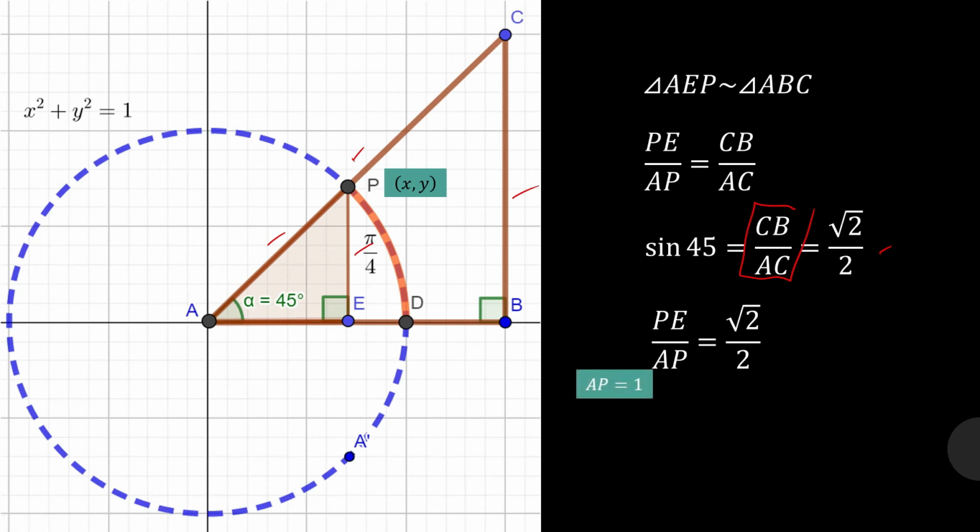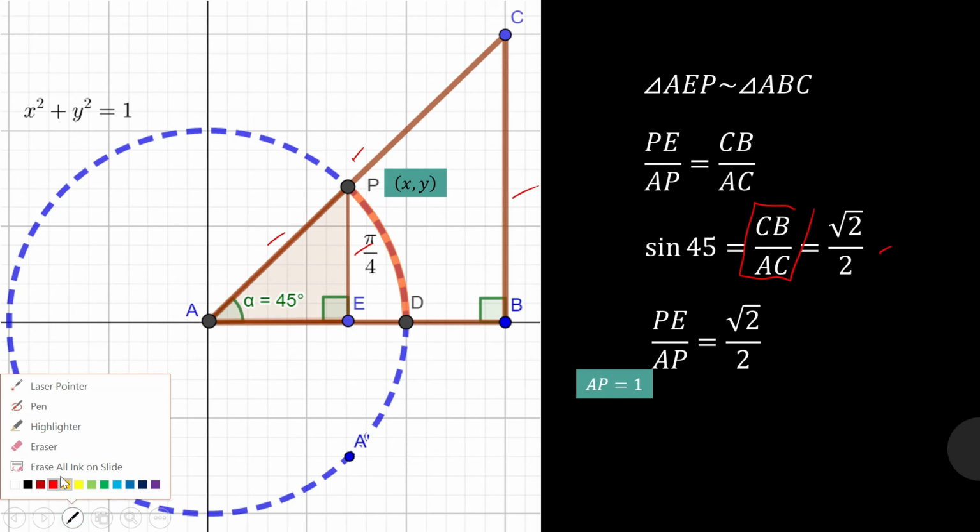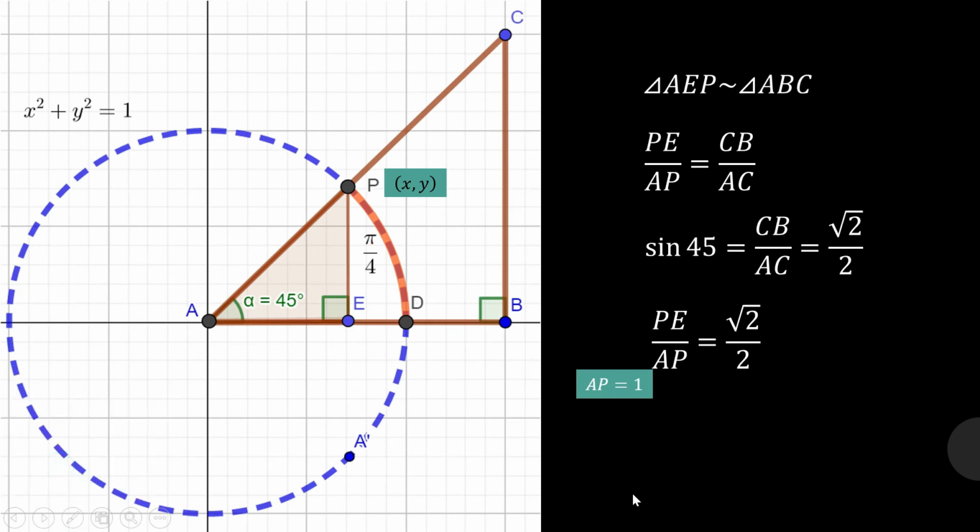But what is AP? What is the length of the line segment AP? It's equal to 1, because AP here is the radius of our unit circle. So this means PE, the length of PE, is the distance of point P from the horizontal axis. And that is what we call the y-coordinate of point P. So y, the y-coordinate of point P, is equal to square root of 2 over 2.